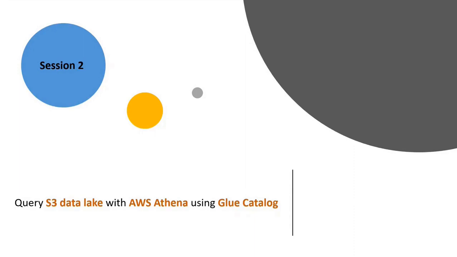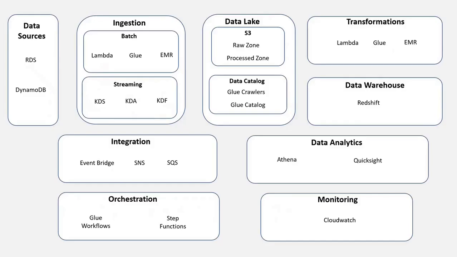So in this session, we will see how we can query the S3 data lake with AWS Athena using Glue Data Catalog. In the previous session, if you remember, I told you that whenever you want to run some ad hoc queries directly on data which is stored in the data lake, we can use this service called AWS Athena, and we can run some SQL-like queries and directly access the data which is there in the data lake. So in this session, I will walk you through how to achieve that.